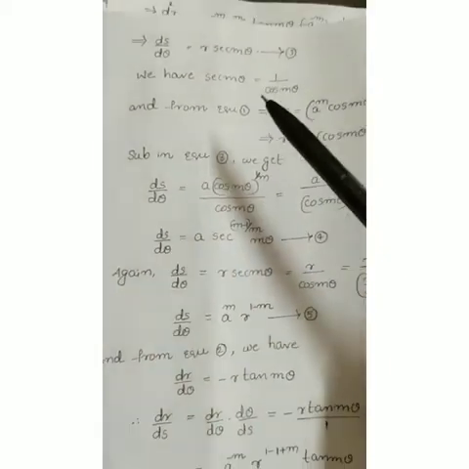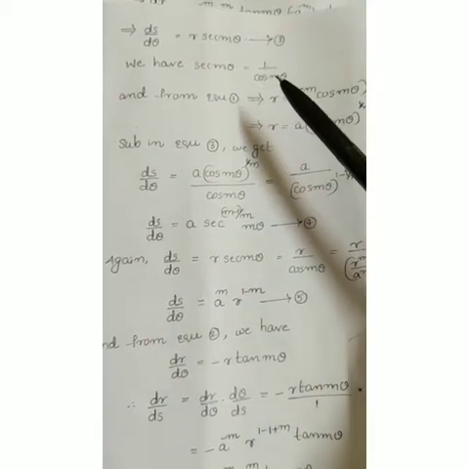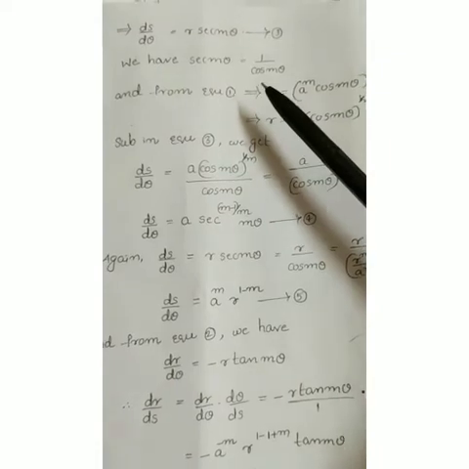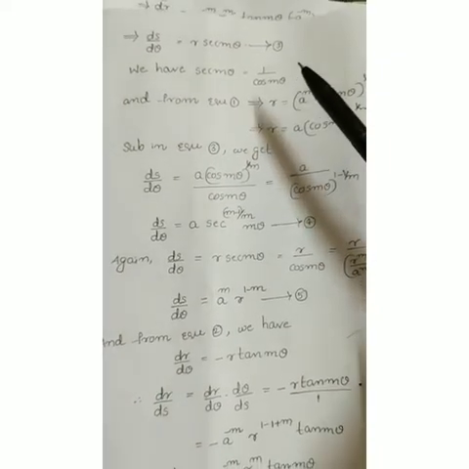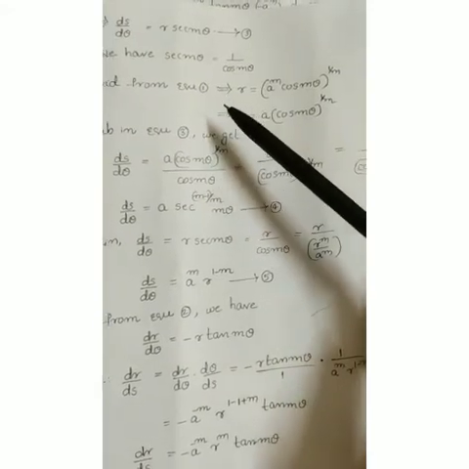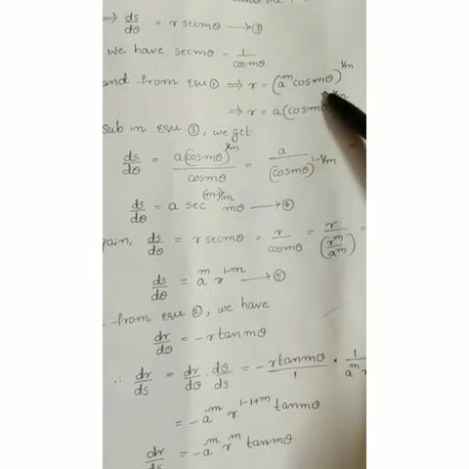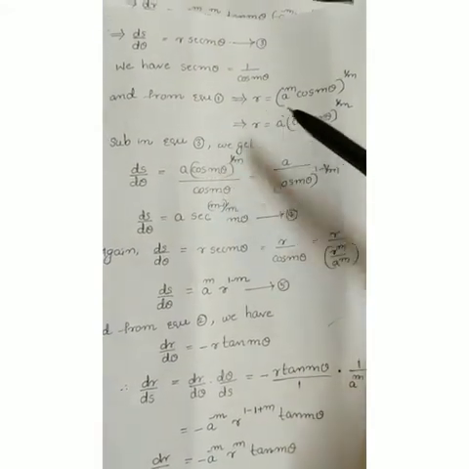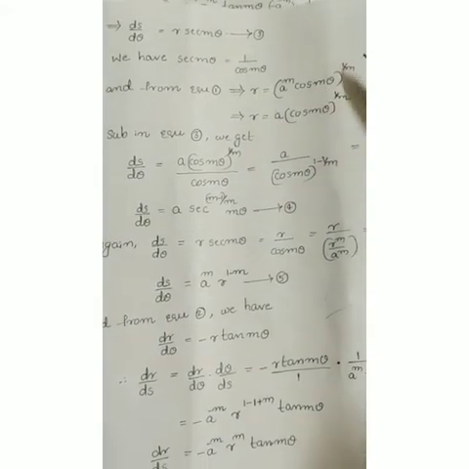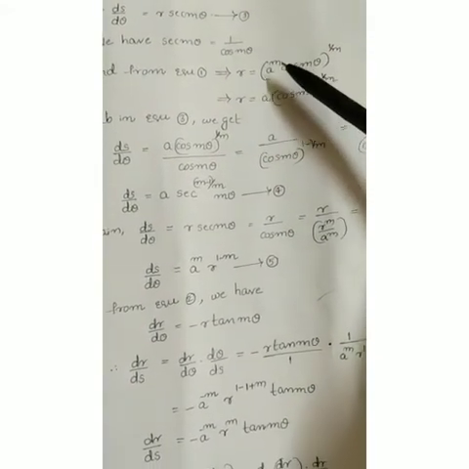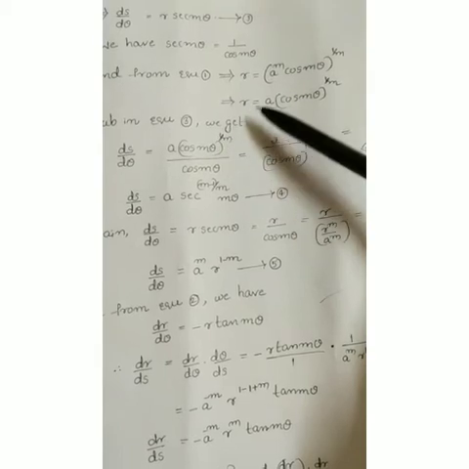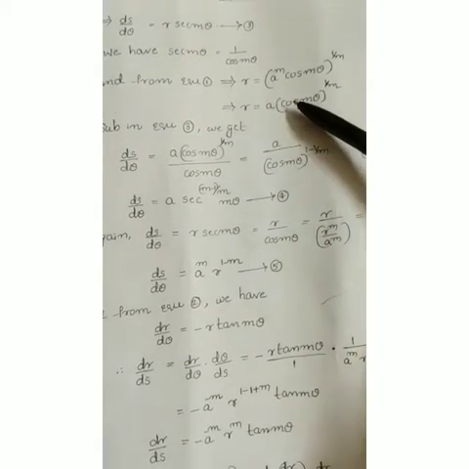And we have secant theta can be written as 1 by cos theta. So similarly secant m theta can be written as 1 by cos m theta. And from equation 1, r to the power of m equal to a to the power of m into cos m theta, then r equal to (a to the power of m into cos m theta) whole power 1 by m. So a to the power of m by m gets cancelled, so r equals a into (cos m theta) whole to the power of 1 by m.